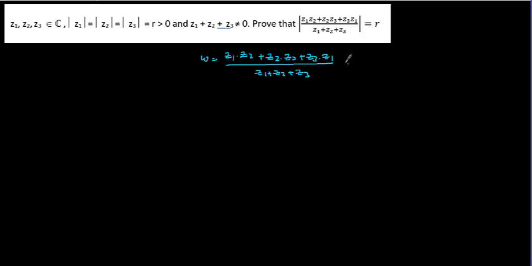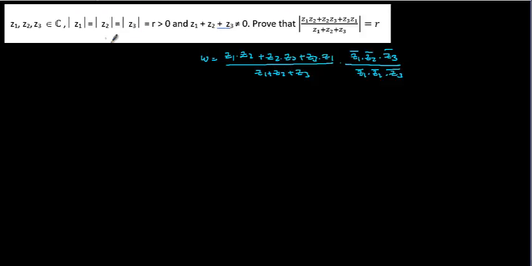Now I'm going to multiply this by Z1 conjugate times Z2 conjugate times Z3 conjugate, all over Z1 conjugate times Z2 conjugate times Z3 conjugate. Why am I multiplying with this one? Because if I multiply these, I'm going to get Z1 times Z1 conjugate.